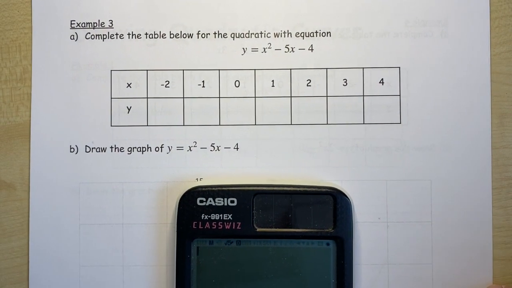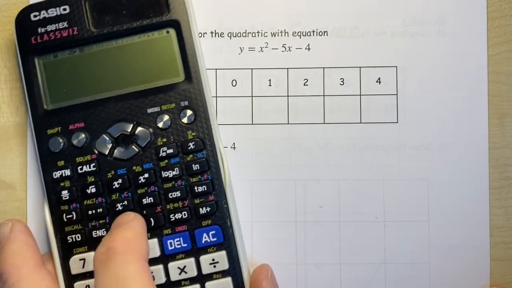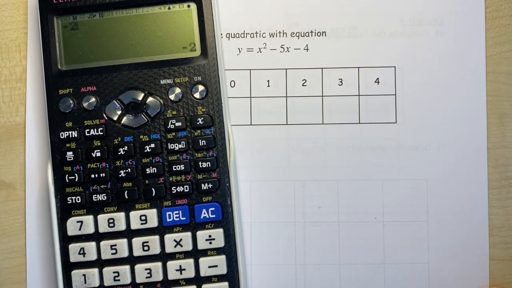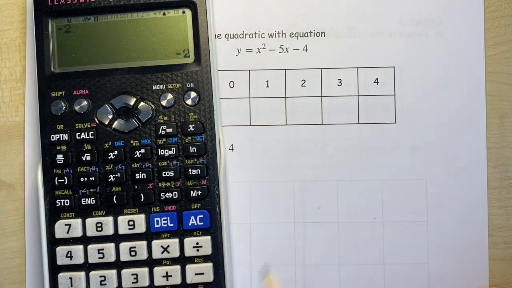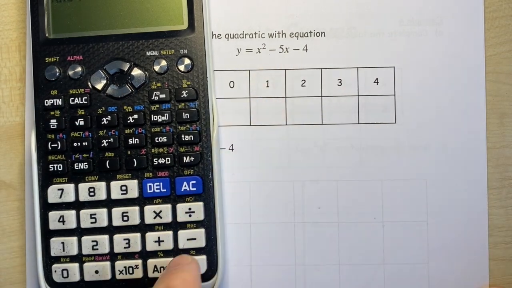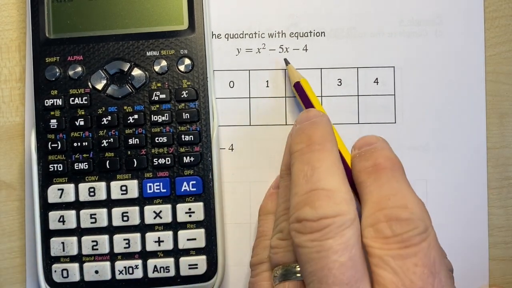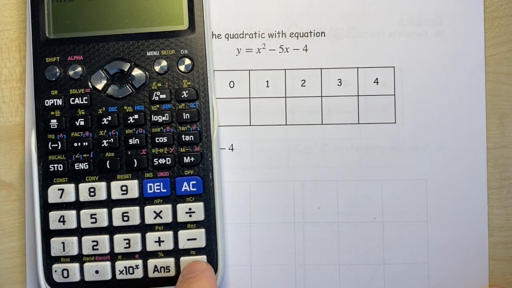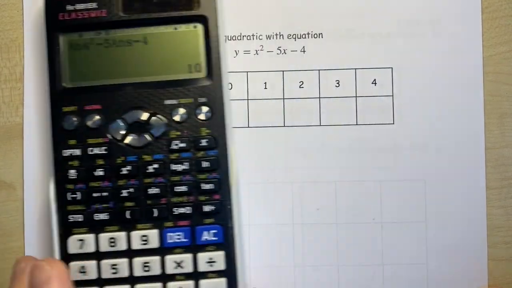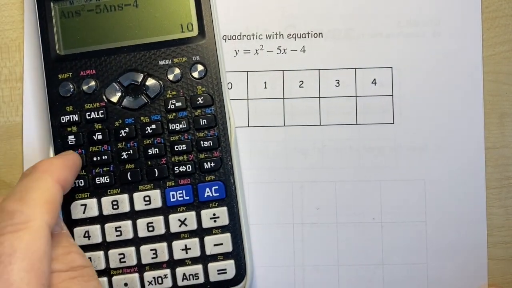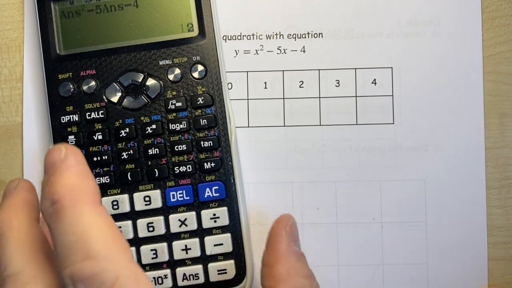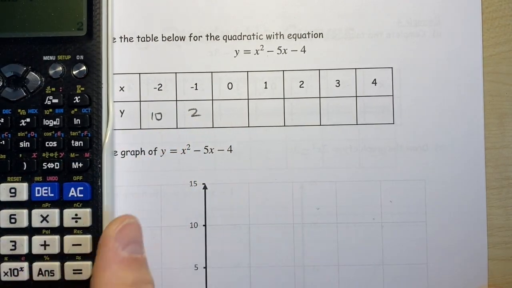Third and final one. We clear the display from the previous example. We're starting at minus 2 this time, so we type in minus 2 and press equals. This time the equation is x squared, so we've got answer squared, take 5 answer for 5x, take 4 and press equals, and out comes 10 as our first coordinate. What I now do, just as I've done in the previous, is type in minus 1 and press equals, arrow up, press equals again, out comes 2, the second coordinate's 2.